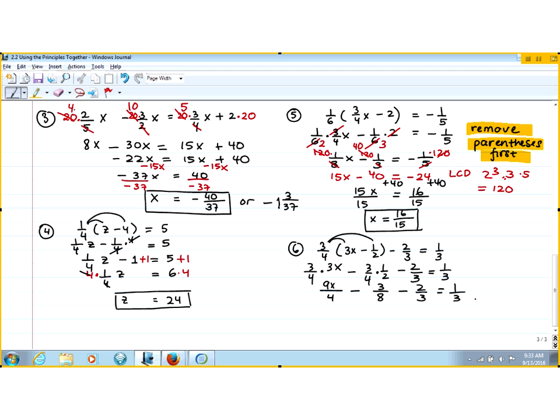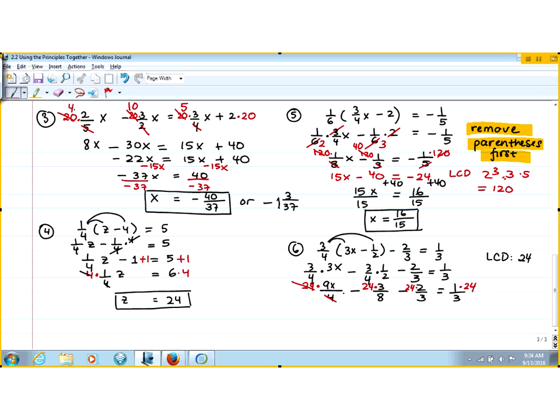Okay, and then what? LCD. What is your LCD? 24, correct? What is it, 24? 8 times 3? Okay, so 8 times 3, 24. So 24 times each one of them.